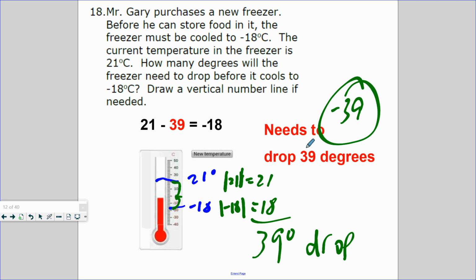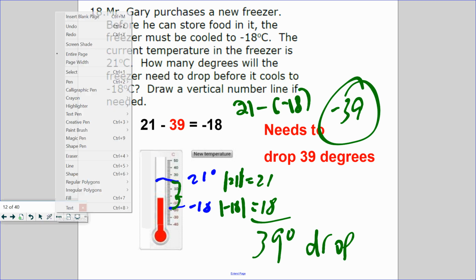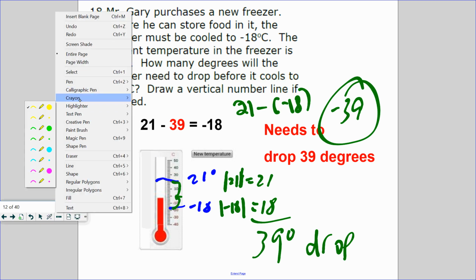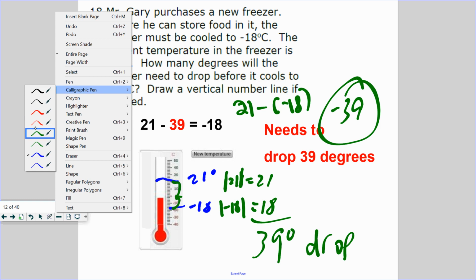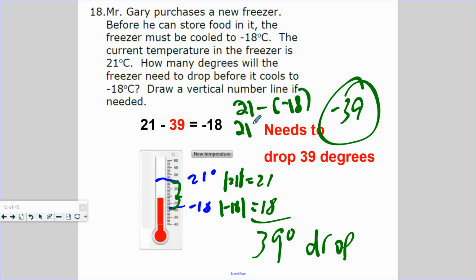Another way to do it is find the difference between the high temperature, 21, minus the low temperature, -18. Do you remember how to subtract integers? I'm not going to draw this. I really don't want to, but I could. So you keep the 21, turn the subtraction to addition, the opposite. If you get rid of all the -18, you have 18 positives. So 21 plus 18, it needs to drop 39 degrees.